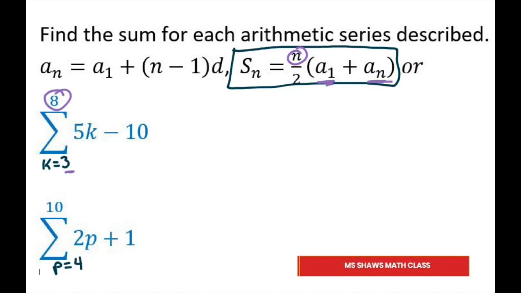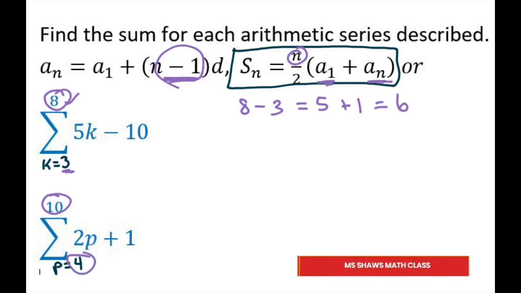And the way you get this is you take the upper number, 8, minus this number, that gives you 5, but then you have to add 1. That's where this formula in here is coming from. But you have to add 1, so that's going to be 6 as the number of terms. So let's look at n on this one. The n on this one is going to be 10 minus 4, which gives you 6, but you have to add 1. Alright, so that's going to be 7 terms.